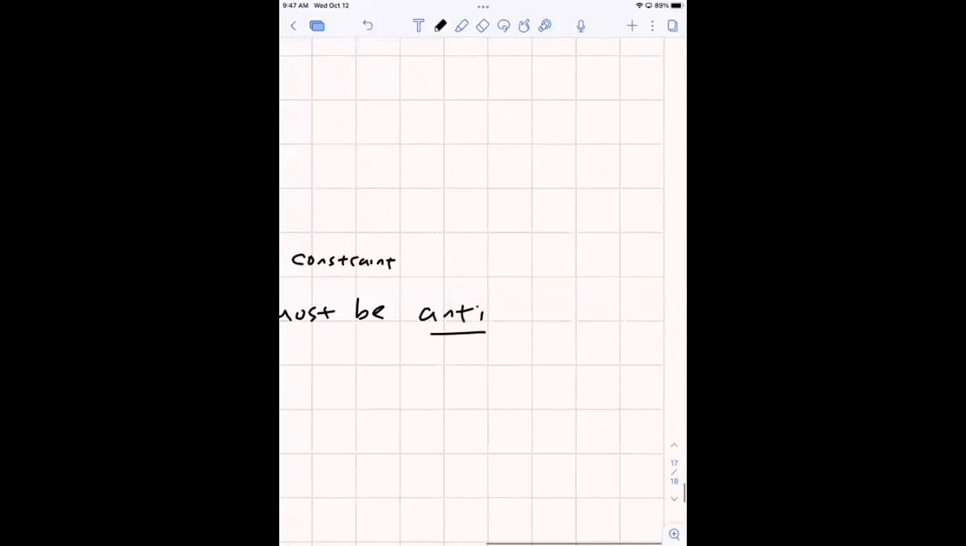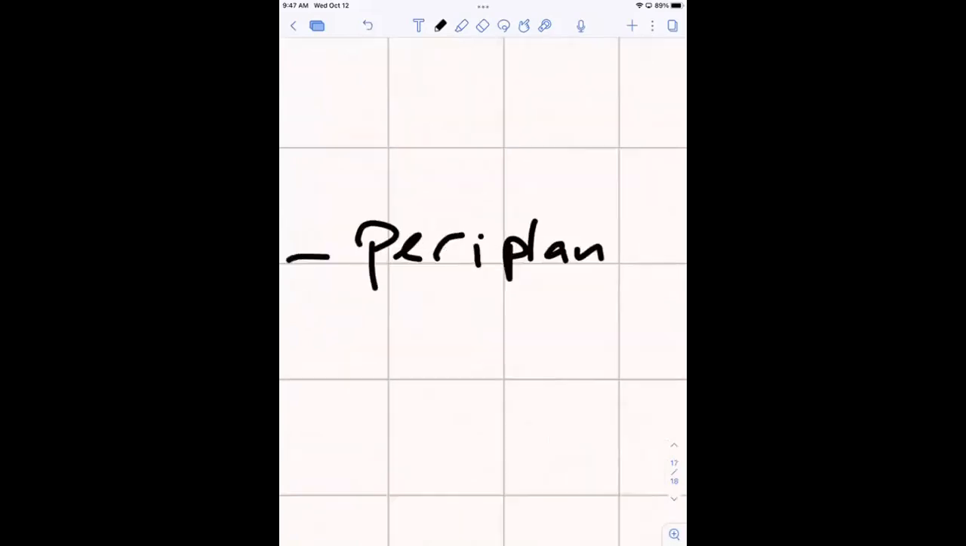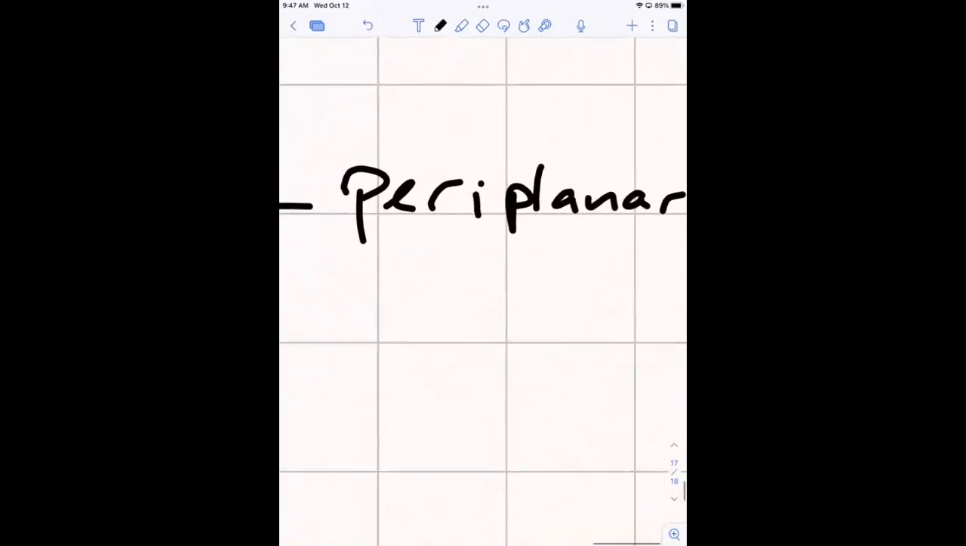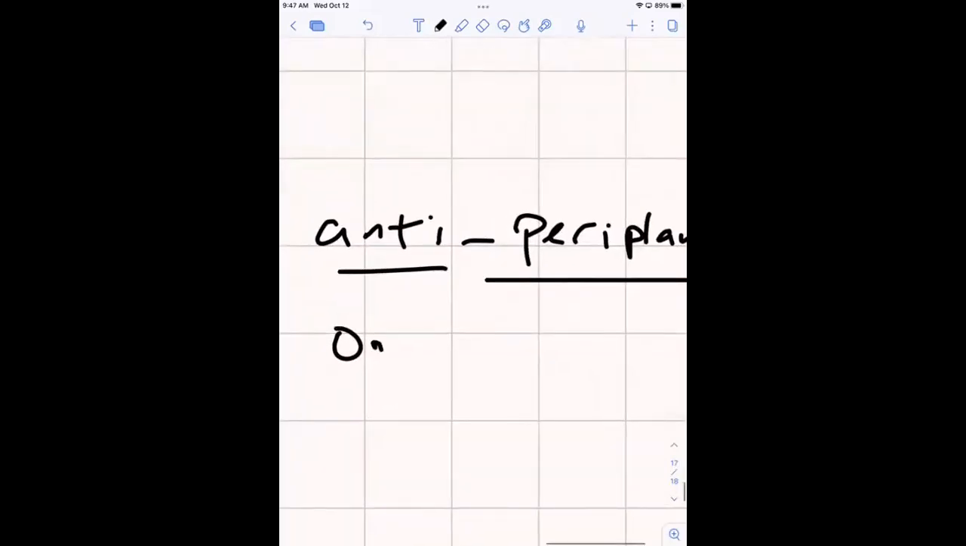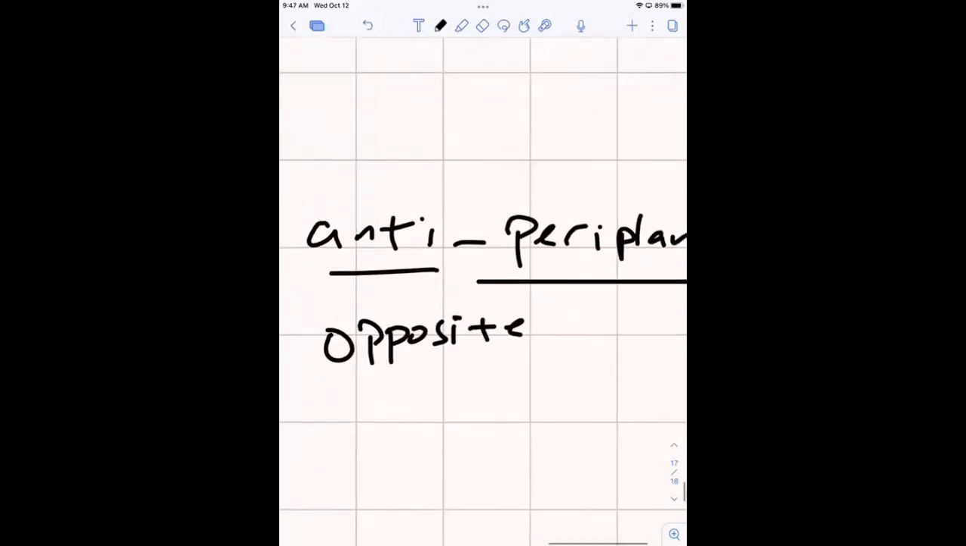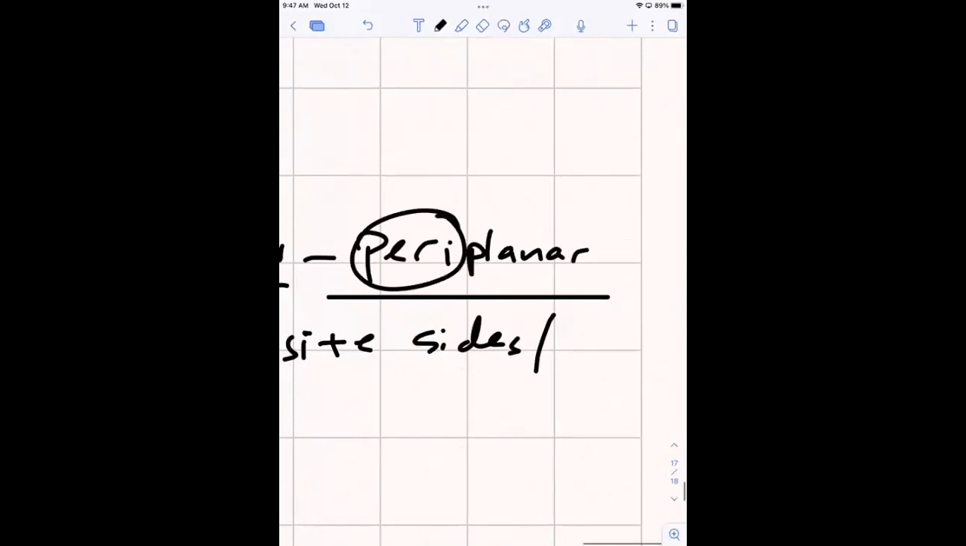What does anti mean? Against. Opposite. Against or opposite. Against. Good. That's right. So anti-periplanar. So they have to be on opposite sides of the same plane. That's the peri, same plane.